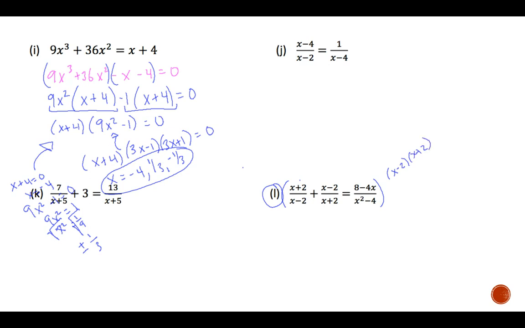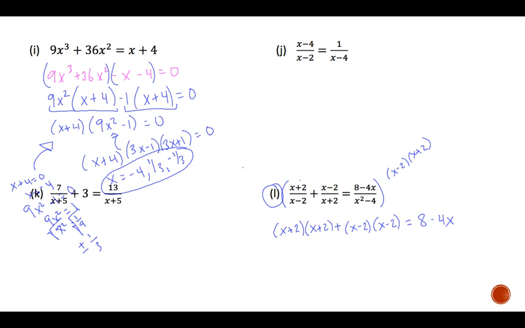When I multiply this first term by it, I'm going to end up with x plus 2 times x plus 2, right? The x minus 2s are going to cancel. When I do it to the second term, the x plus 2s are going to cancel. So I'm going to end up with x minus 2 times x minus 2. When I do it to the right side, well, the whole denominator is going to cancel. This is x plus 2 times x minus 2. So I'm going to end up with 8 minus 4x. And now I don't need to worry about the denominator.